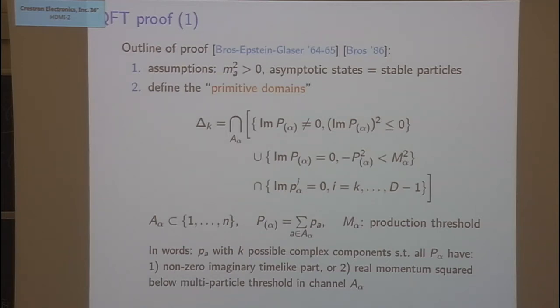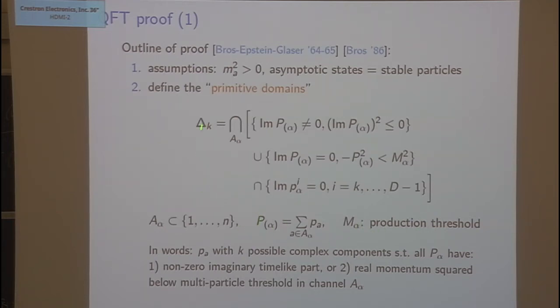Yes. So, okay, the first assumption, as I said, is that we need to assume that you have a mass gap, and the asymptotic states must be stable particles. Then we define the primitive domains. First, let me define the A of alpha. It's a subset of 1 to n, since now I'm looking at the n-point function. P of alpha is the sum of the momenta indexed by this subset. And M alpha is the production threshold corresponding to this momentum.